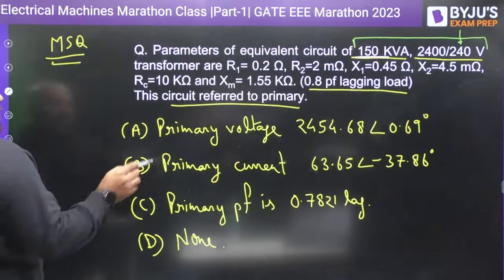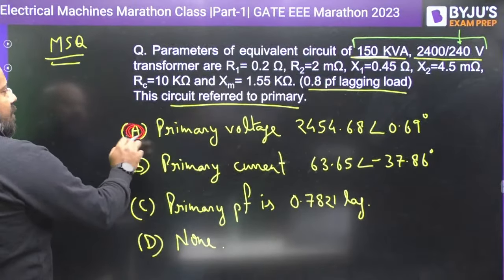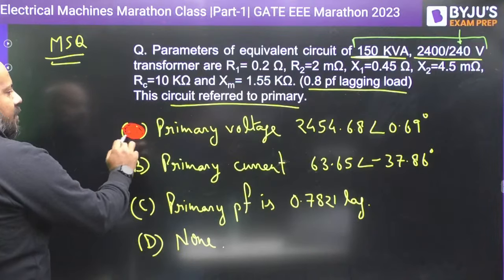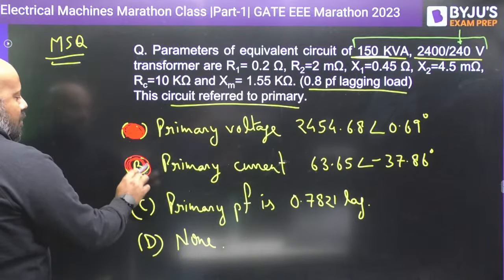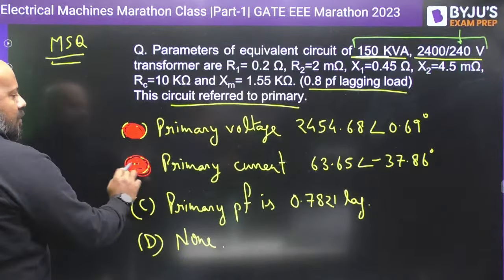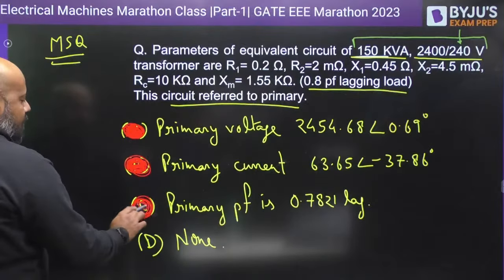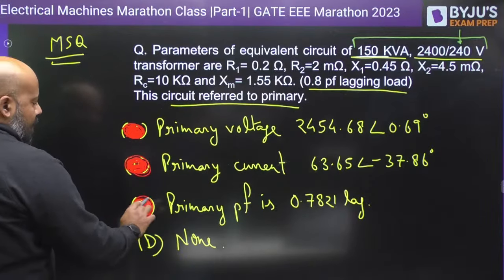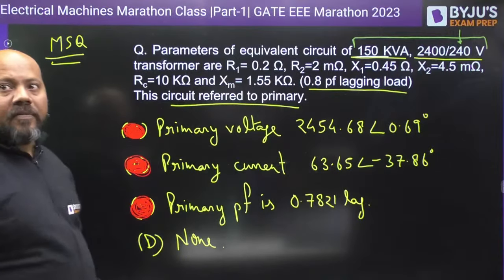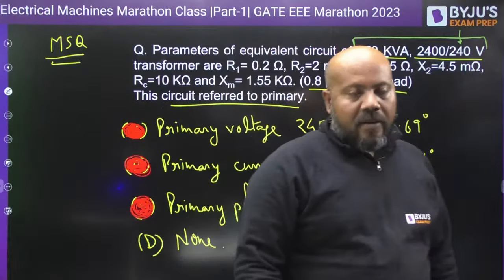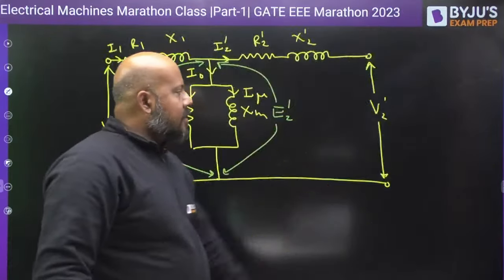Because it is a multiple select question, primary voltage you are getting like this. Primary current you are getting like this. And primary power factor. So all these A, B, C options are going to be correct. Is it clear, everybody? Okay. So let us see the next question.